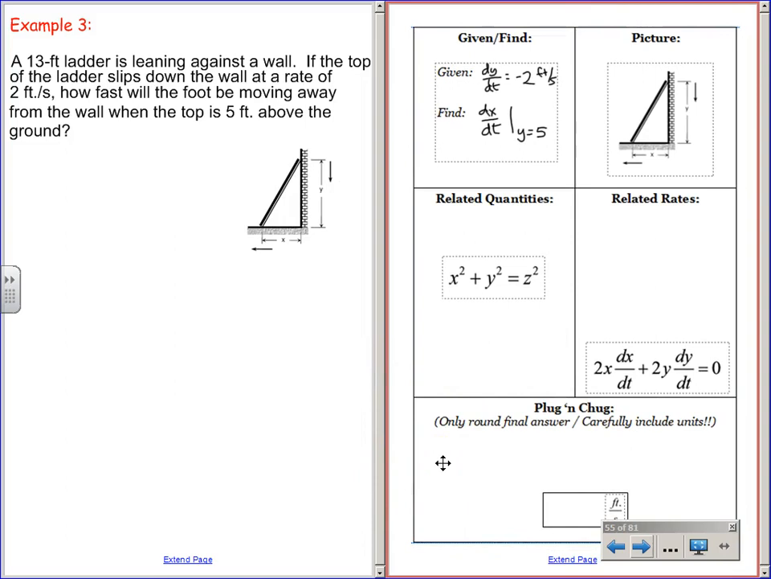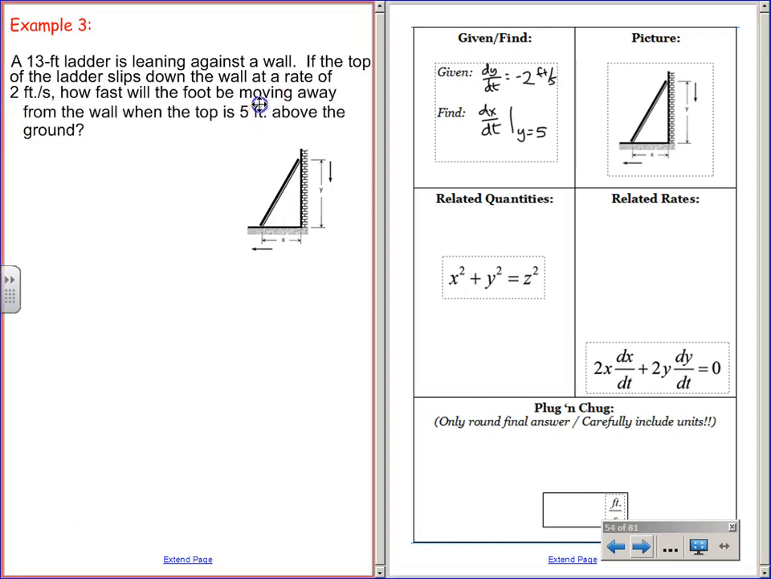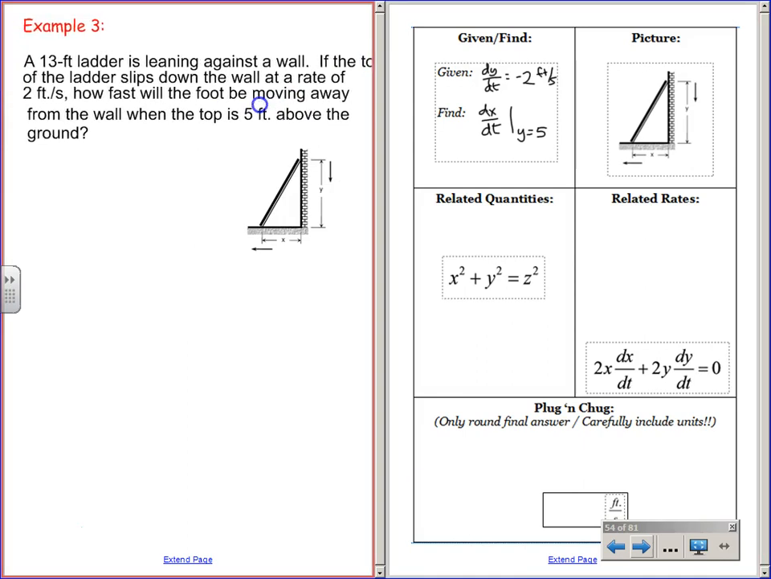A 13-foot ladder is leaning against a wall. If the top of the ladder slips down the wall at a rate of 2 feet per second, how fast will the foot be moving away from the wall when the top is 5 feet above the ground? We're talking about stuff on the ground and stuff on the wall? Okay, fine. X and Y. Who do you think I mean by Z? Yeah, the hypotenuse.